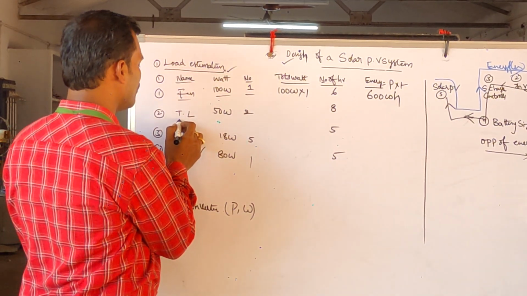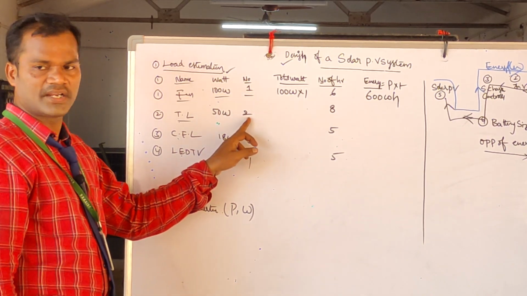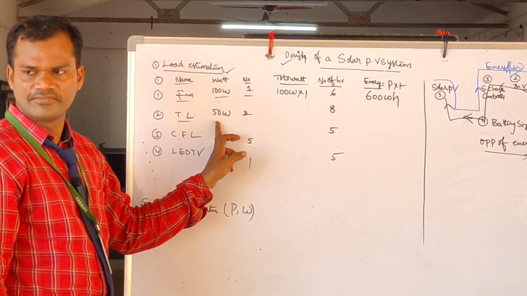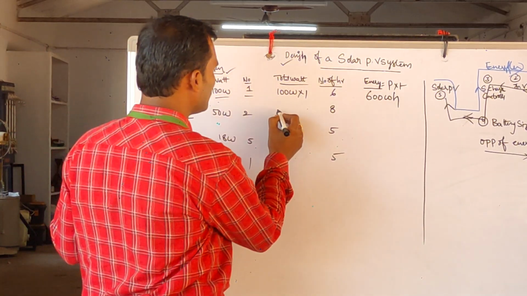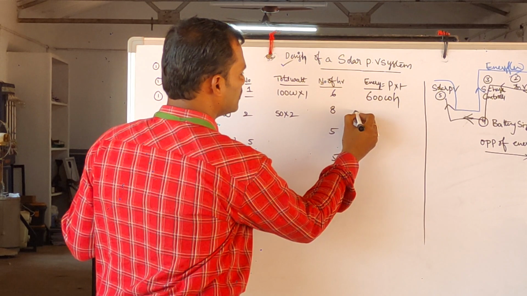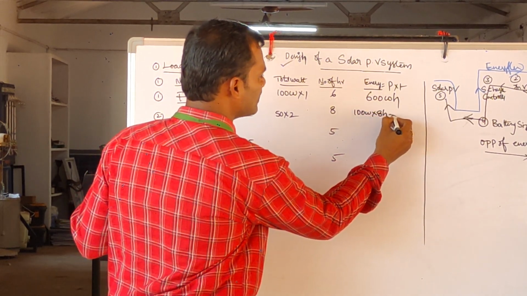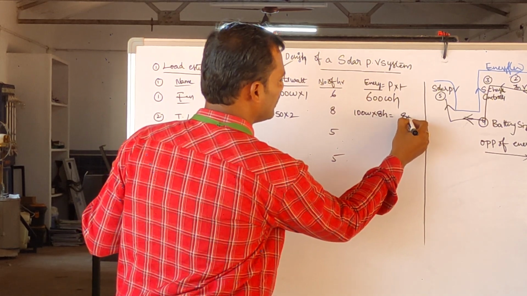Coming to the second load, we have two tube lights, each with a rating of 50 watts. So the resultant power is 50 into 2, which is 100 watts, and this 100 watts is operated for 8 hours. The resultant energy is 800 watt hour.